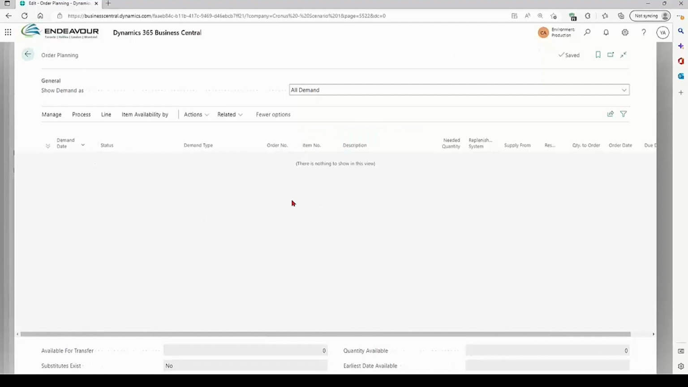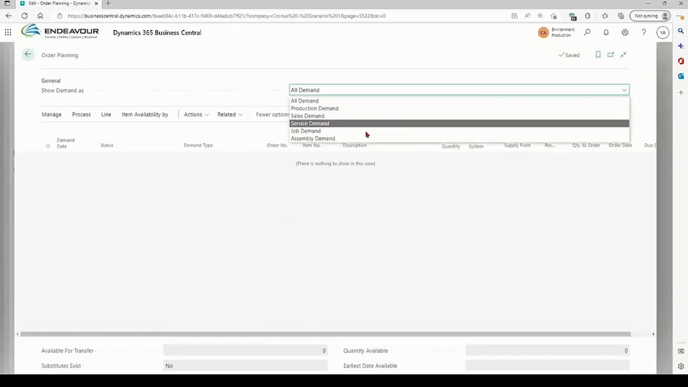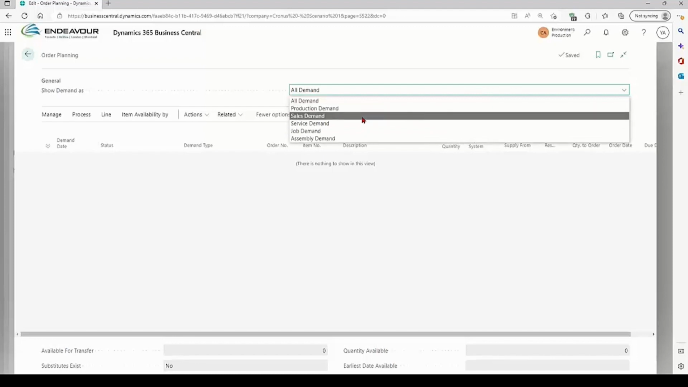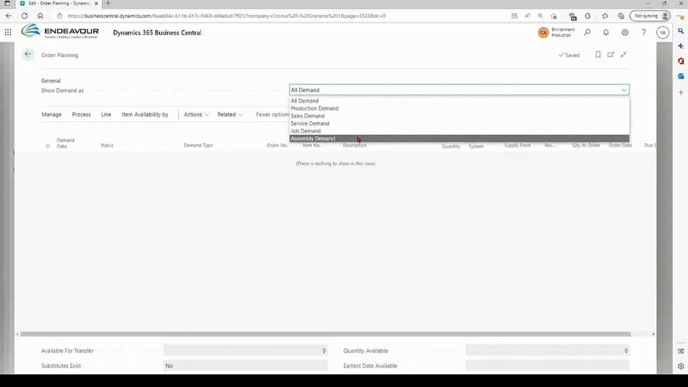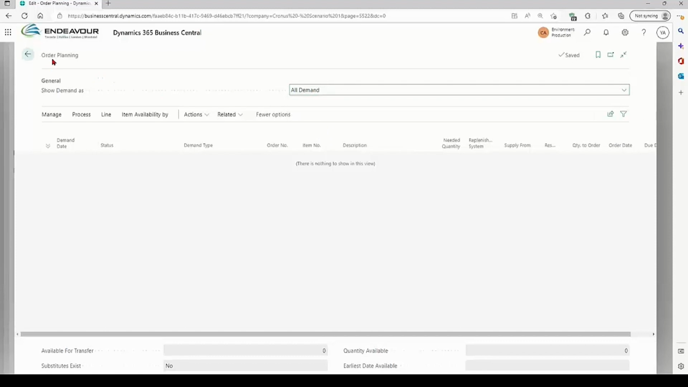This is a global planning page. You can plan for all demand, or your production demand only, or your sales demand, service demand, or cloud demand, or single demand. This is an advanced planning feature in Business Central. We recommend that if you're new to the system, you would avoid using the order planning right off the bat because you might see a lot of difficulties in using it.